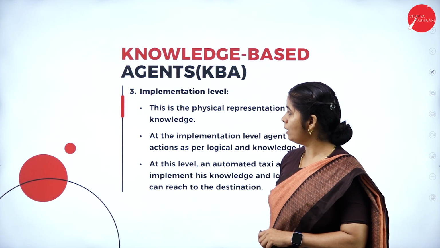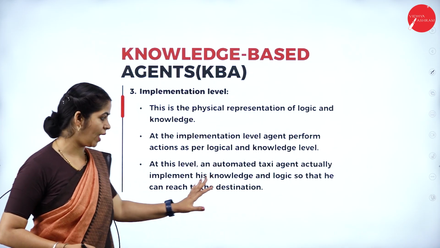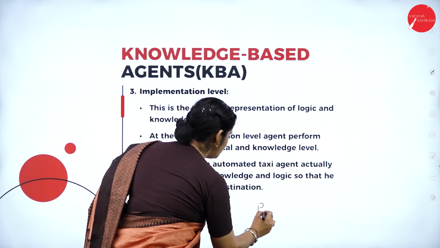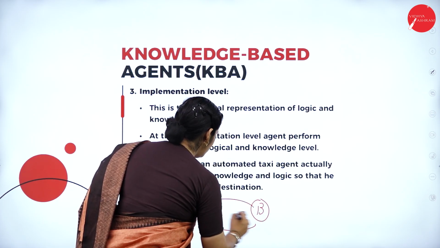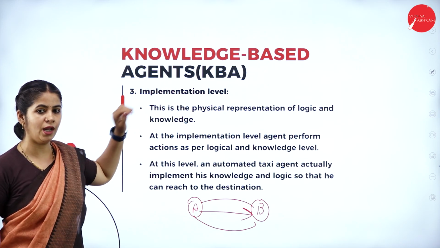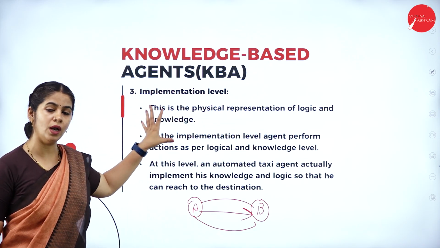So what comes with the implementation level? That is the performance. Whatever the logic, we have 3 routes from A to B. Which route is to be opted is decided by the implementation level. This is the physical representation of the logical and knowledge levels.